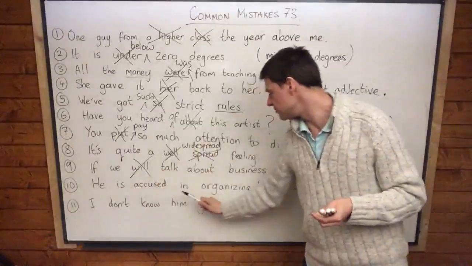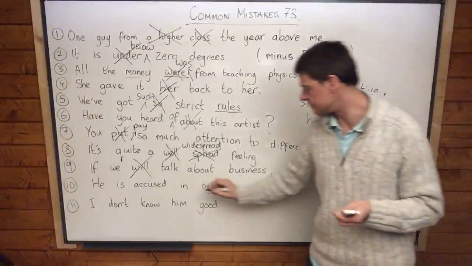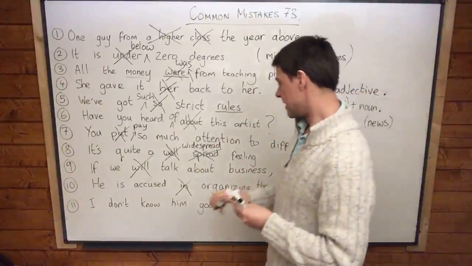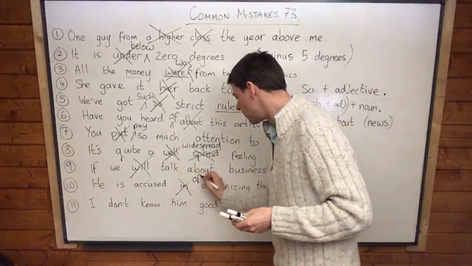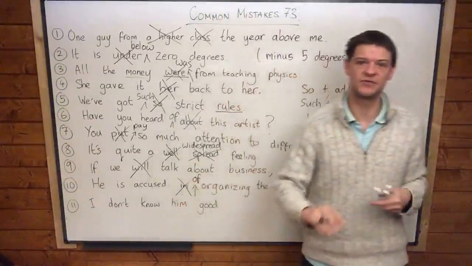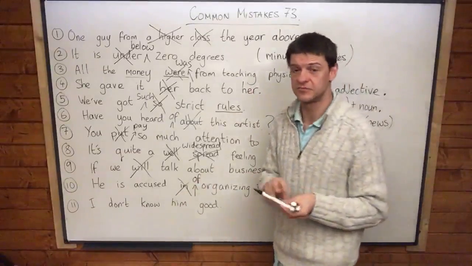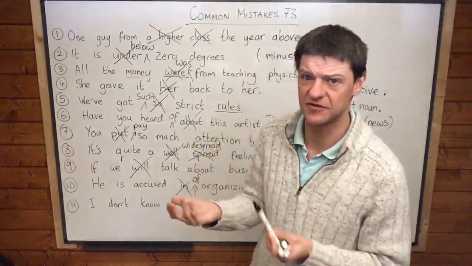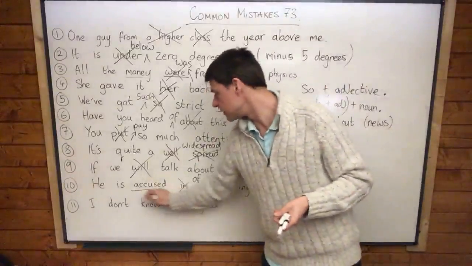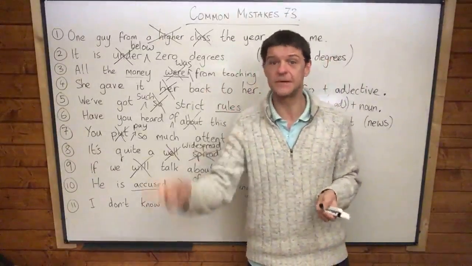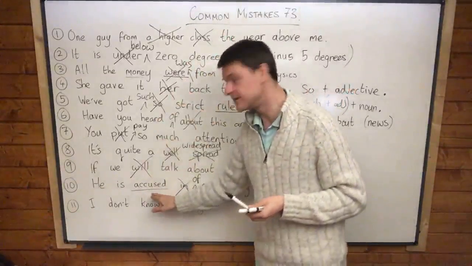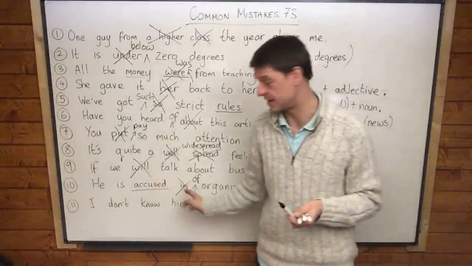Number 10, he is accused in organising the ambush. It's a prepositional mistake. So many mistakes are prepositional mistakes. He is accused of organising the ambush. Now, if you want practice with these verbs and prepositions, I have one lesson on verbs and prepositions, but it only deals with about 10 or 15 of them. I also have loads of lessons on reporting verbs. Accuse is a reporting verb. Just type in Mr. Skype lessons reporting verbs and you'll get loads of lessons on reporting verbs, and it will include the prepositions that they go with.